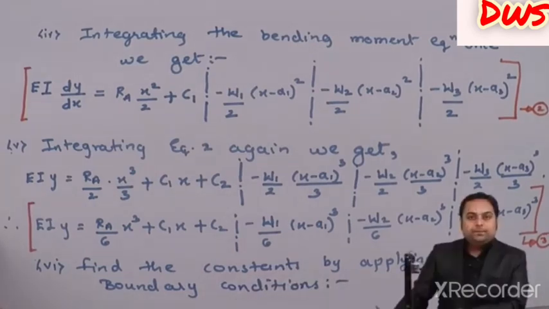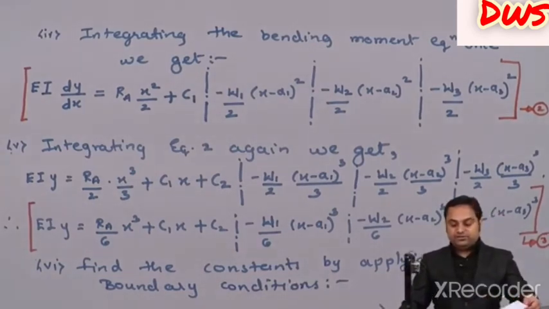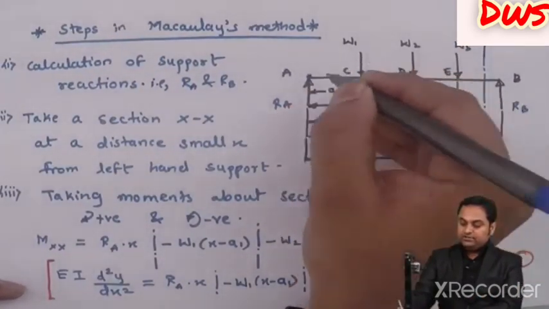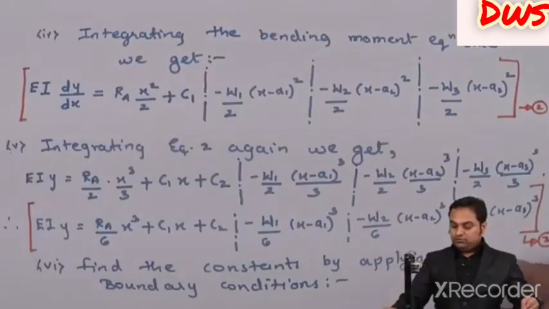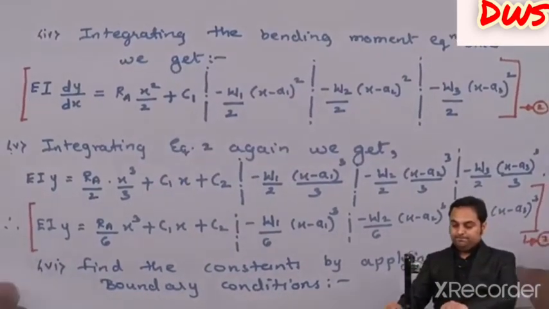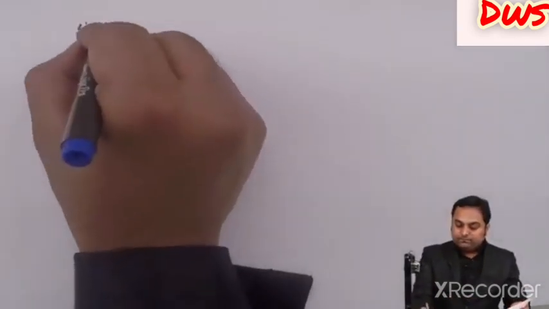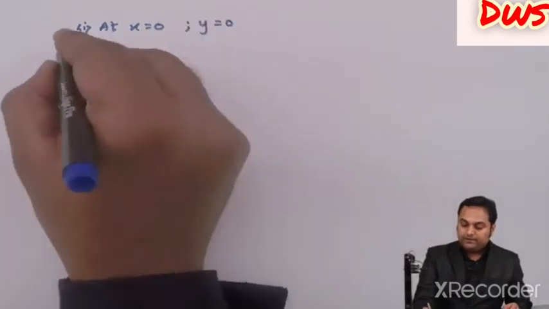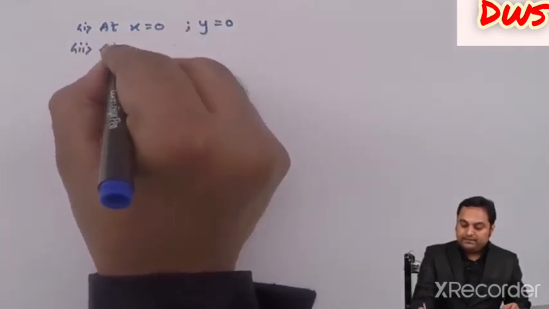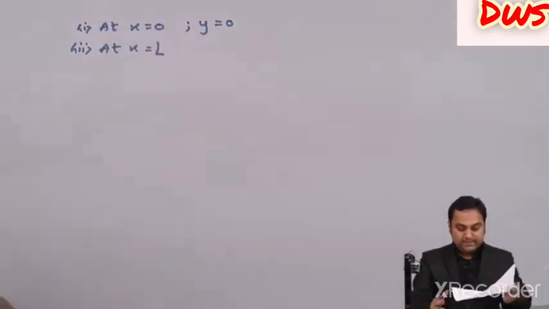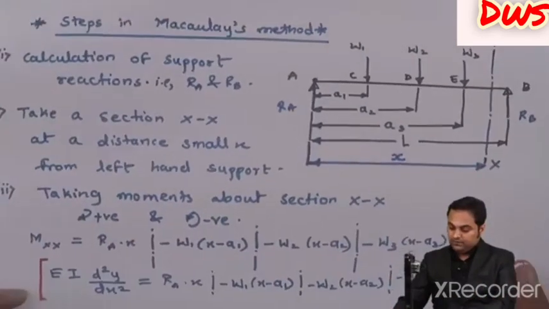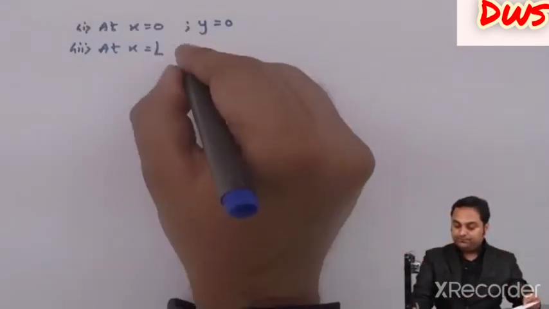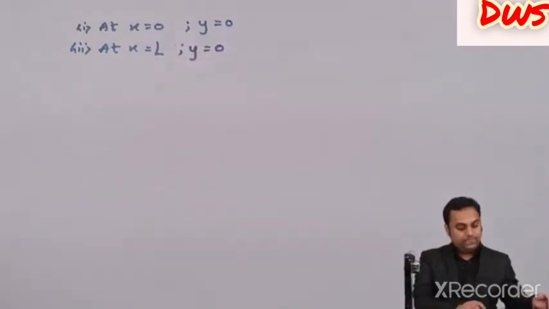By applying the boundary conditions we will find the constants, and if I look into the diagram, the boundary condition is when the distance x is 0, the deflection y is 0. So the first boundary condition is at x is equal to 0, y is 0, and the second boundary condition is at x is equal to capital L, y is again 0, so deflection is 0.